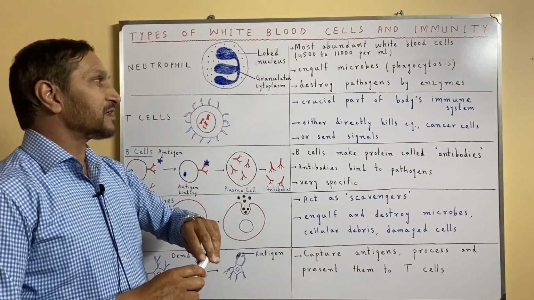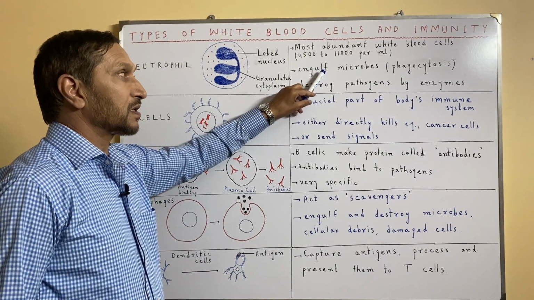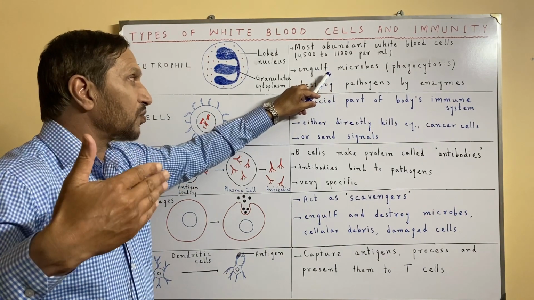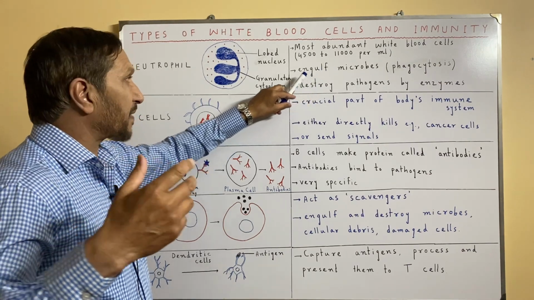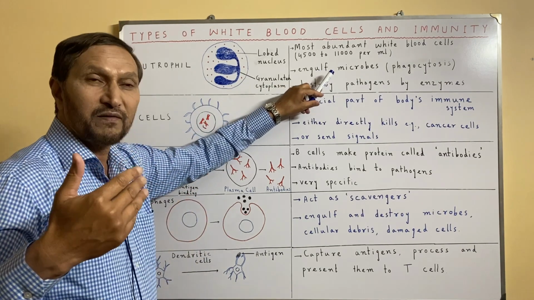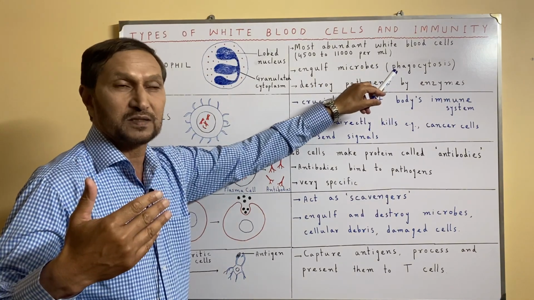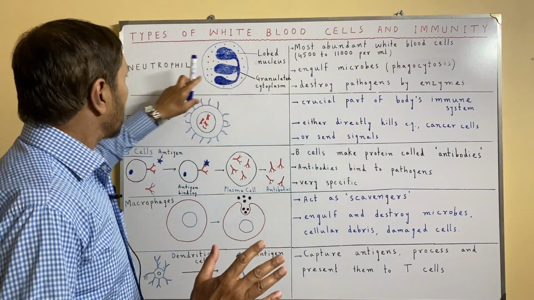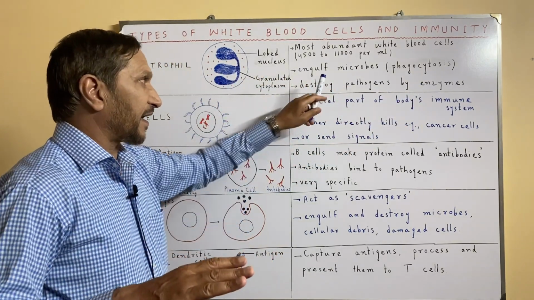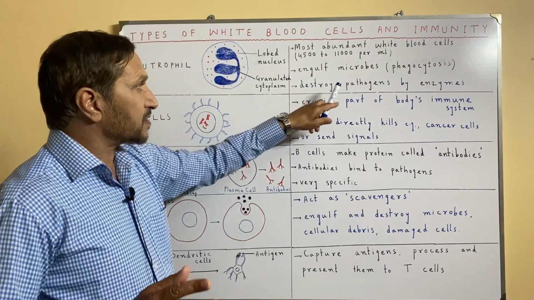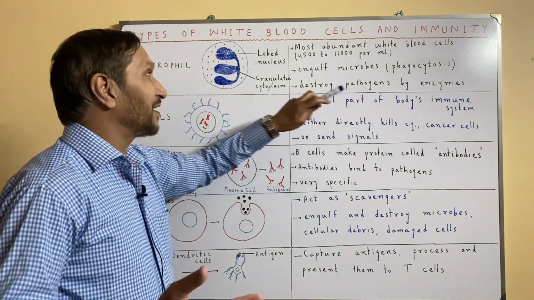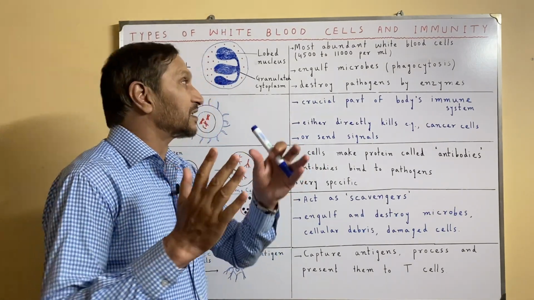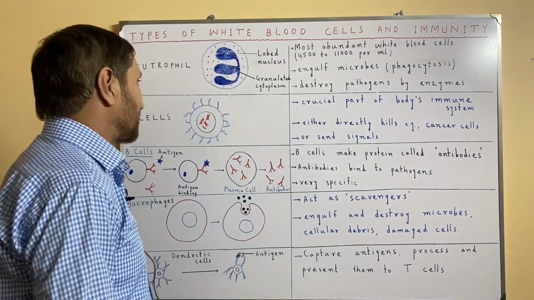These neutrophils engulf microbes, and this process is called phagocytosis. Engulfing or swallowing the microbes is called phagocytosis in medical terms. Or they destroy the pathogens by enzymes. So neutrophils act in two ways, either through phagocytosis or by destroying the pathogens through enzymes. They either kill or eat up these invaders, these microorganisms.